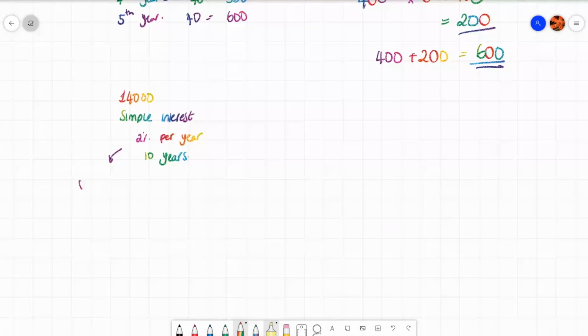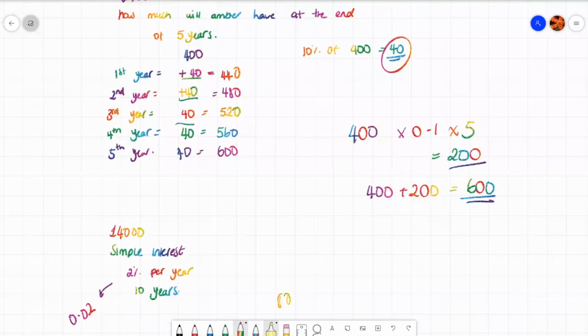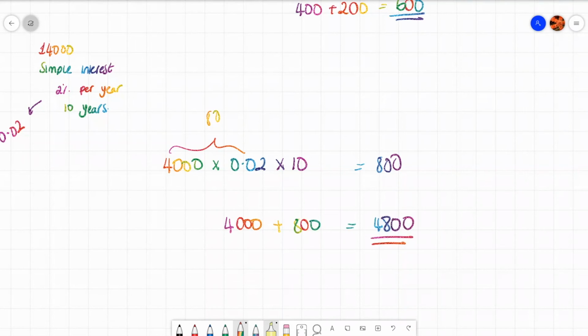2% is 0.02, isn't it? 2 divided by 100. So I'm going to do £4,000 times 0.02 times 10. Because £4,000 times 0.02 is £80. I'm going to get £80 added on each year. So £80 is going to be my fixed amount that I'm going to get added on, times by 10, because there's going to be 10 of that, £800. So I'm going to do 4,000 add 800, which is £4,800. That's how much money I will have in my bank at the end of 10 years.